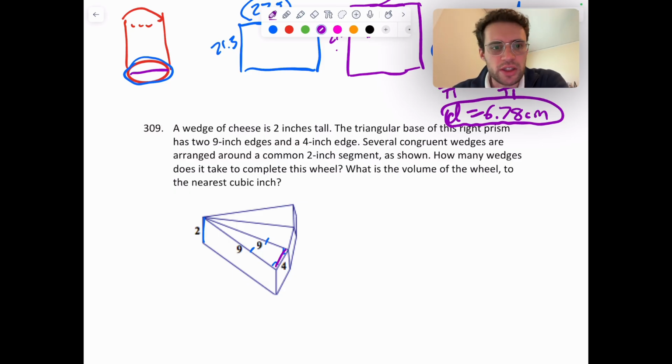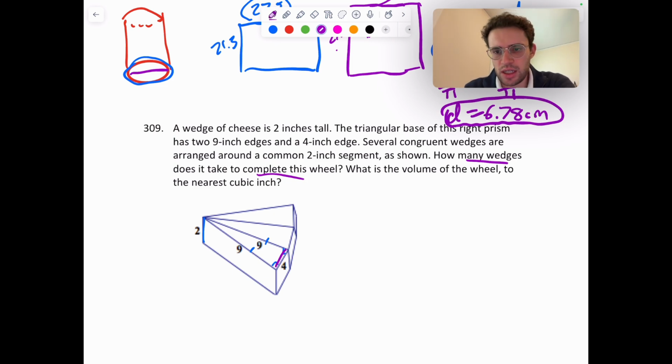Several congruent wedges are arranged around a common 2-inch segment, as shown. How many wedges does it take to complete this wheel? So we're figuring the number of wedges to complete the wheel, and what is the volume of the wheel to the nearest cubic inch. It means when it's completed. So they only show 3 of them here.